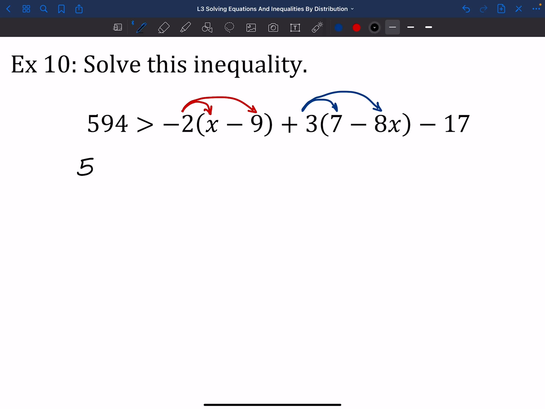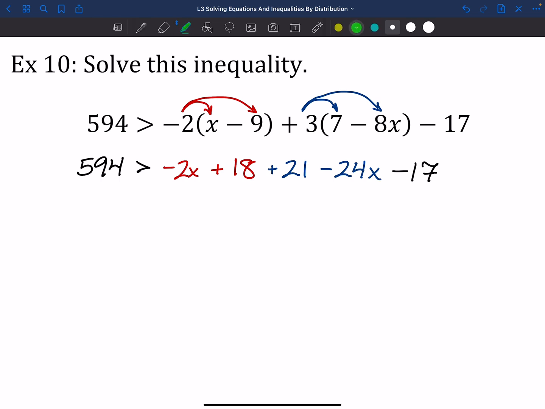All right, so 594 is going to stay over there. We're going to have that greater than sign. And then in the red, -2 times x is -2x. -2 times -9 is positive 18. In the blue, 3 times 7 is going to give us 21, and then 3 times -8x is going to give us -24x. Last but not least, we tack on that minus 17 at the end so we don't forget about it. Okay, so we've done our distribution.